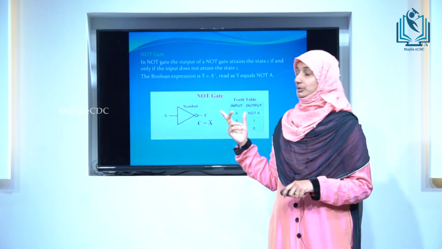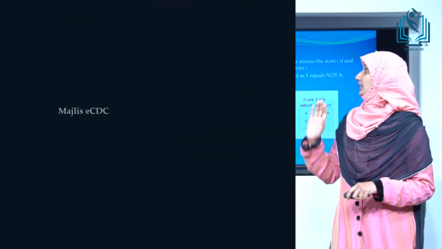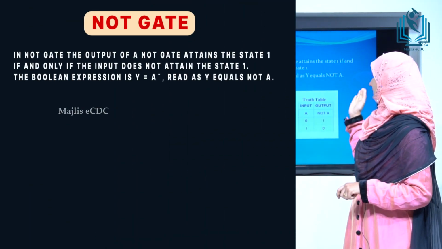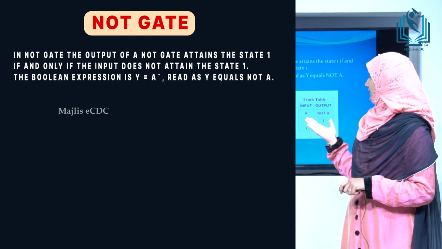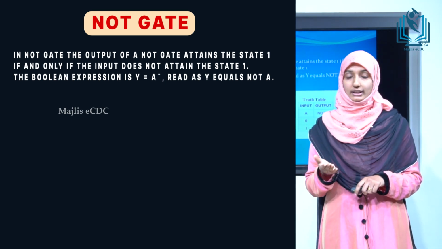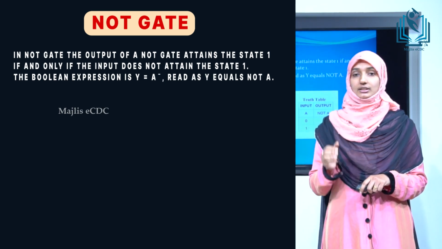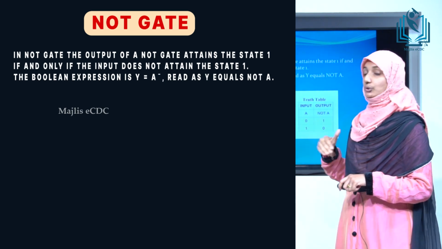Next question, we are going to the NOT gate. In a NOT gate, the output attains the state 1 if and only if the input does not attain the state 1. That means the NOT gate provides the complement operation. So the expression we can read as Y equals A complement.